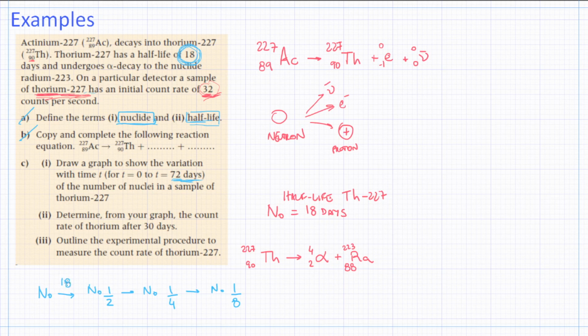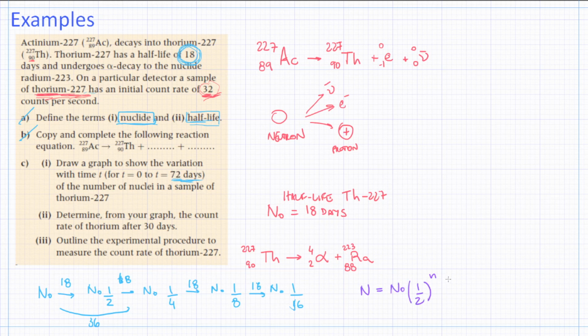Now, if this is 18 days, here it would be 36, right? 18, here it would be another 18, but overall it would be 36. Here it would be another 18, but overall you would have 36 plus 18, 54. And then if you wait another 18 days, the total number of days would be 72, wouldn't it?